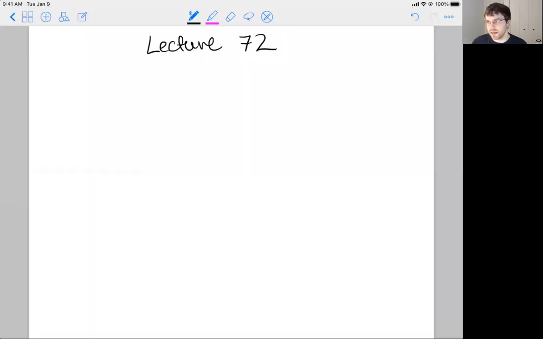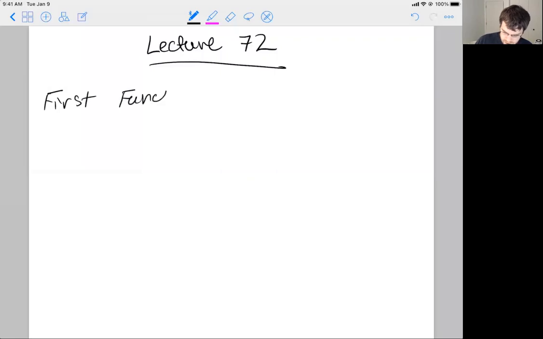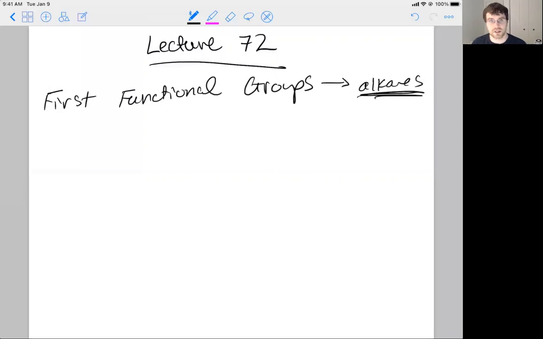The first functional group we're going to get into is the alkanes. And you might say, Willoughby, we talked about alkanes already. Why are we continuing? The answer is that it gives us a nice opportunity to start to discuss fundamental properties of molecules. But you're right, we have talked about alkanes already.